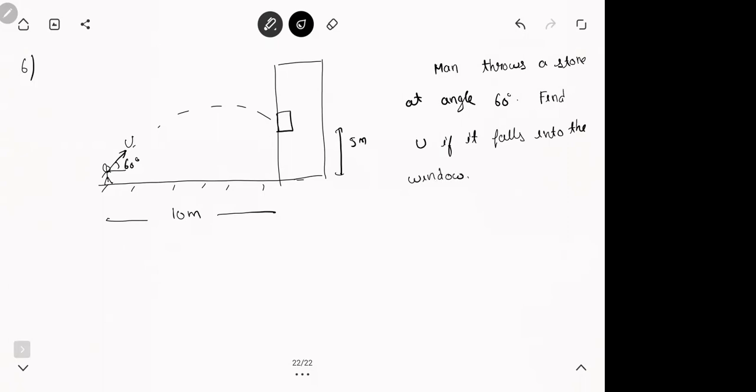Straightforward question. Find if it falls into the window. Now, a few things, okay? That is not H max. There is no guarantee the window is the H max. It might be, might not be, but don't assume. That's why I wanted to give the diagram, when it is coming down.